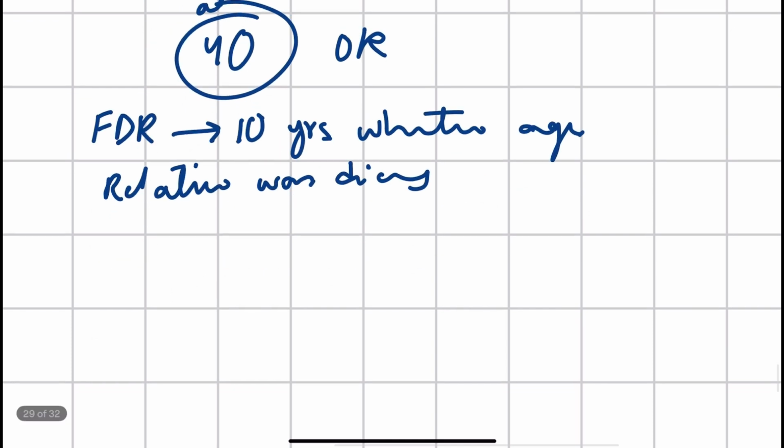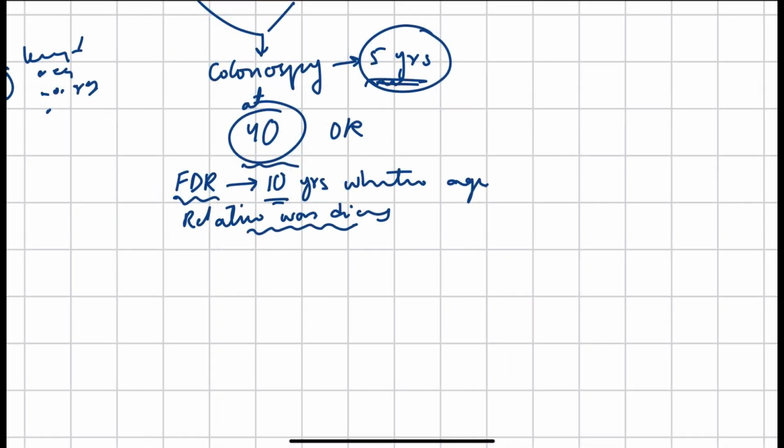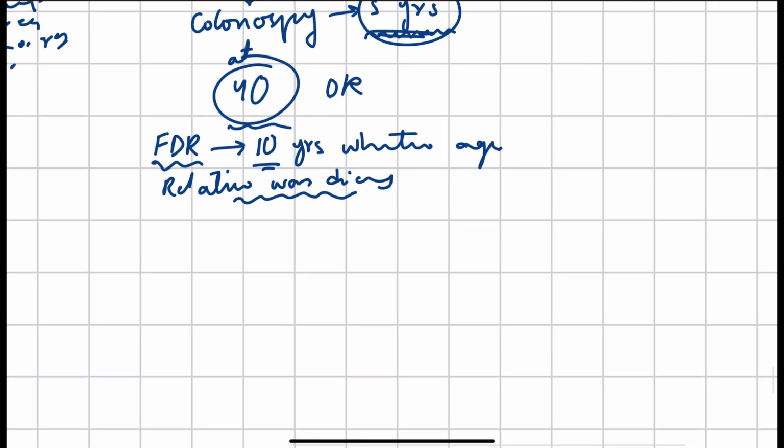Also, the colonoscopy basically starts whenever we start, and then we repeat it every 5 years. Okay, so for the first example, I have a parent who was diagnosed with colon cancer at age 50. He is a father. Now when will we start the screening in his child? At age 40, right? Because we do it 10 years prior to whatever age the relative was. So 50 minus 10 is 40.